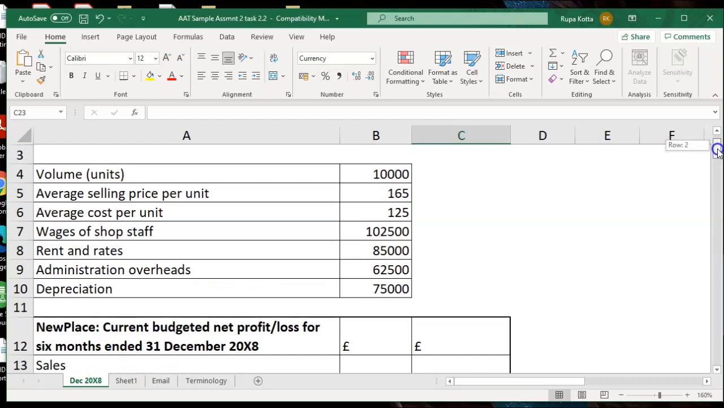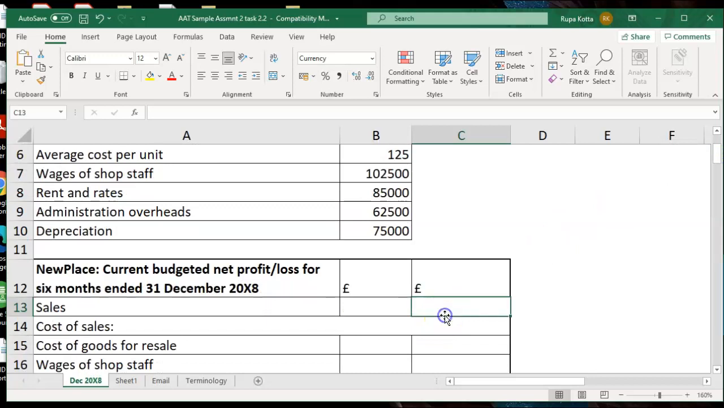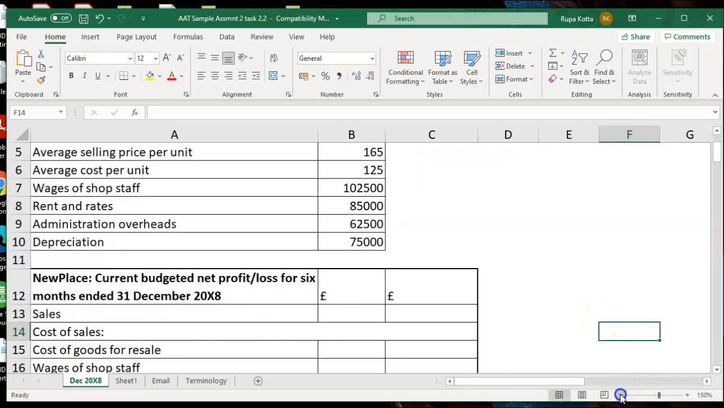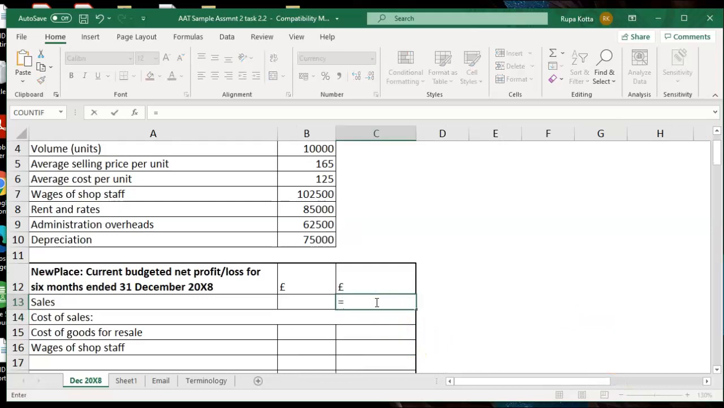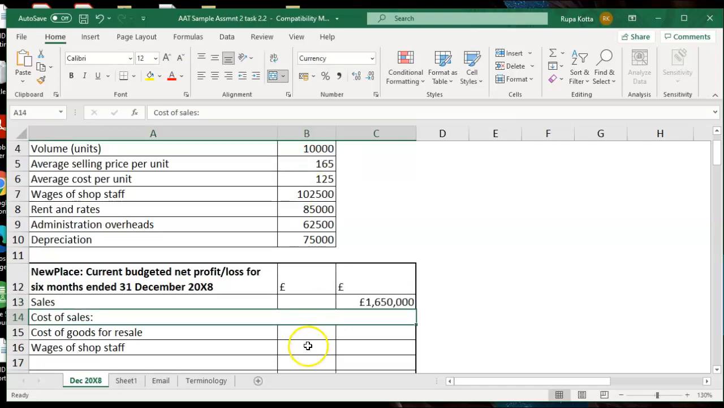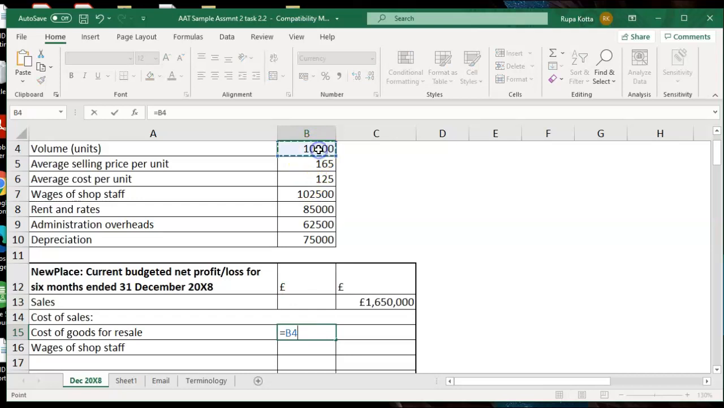Okay, so first net sales, which is units multiplied by the selling price. So equal to, sorry, let me reduce the font of the sheet a little bit, it's too big. Okay. Units multiplied by the selling price. Cost of goods for resale. Cost also they've given you as per units. So units multiplied by the cost.